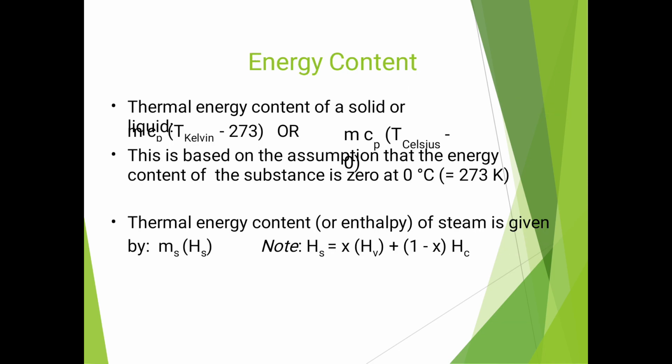Next, energy content. The thermal energy content of a solid or liquid is m Cp into (T Kelvin minus 273), or T Celsius minus 0. This is based on the assumption that the energy content of the substance is 0 at 0 degrees Celsius, which is equal to 273 Kelvin. The thermal energy content of steam is given by ms into hs. Here hs is equal to x into Hv plus 1 minus x into Hc.